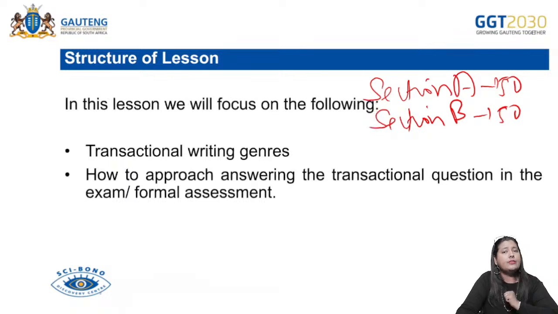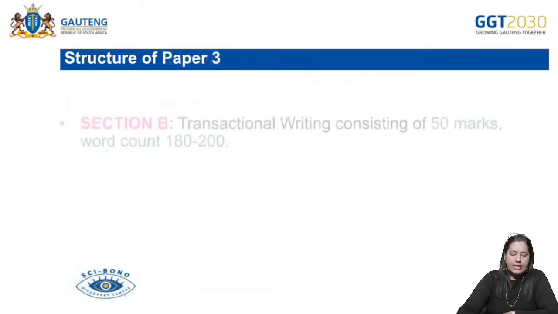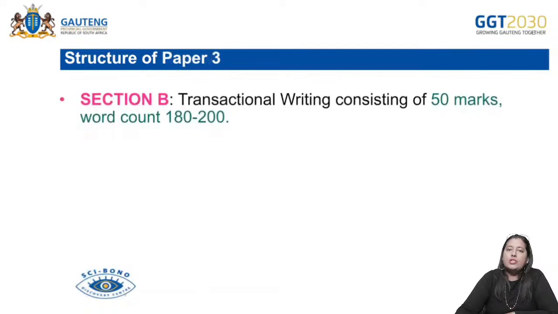So remember, 3 pieces of work: the essay for 50 marks and 2 transactionals of 25 marks each, which then gives us the total of 100 marks for this paper. All right, so we will deal with the techniques on how to answer the question paper in terms of the transactionals in section B as well. Right, so let's look at what is required. I did mention to you already, 50 marks.